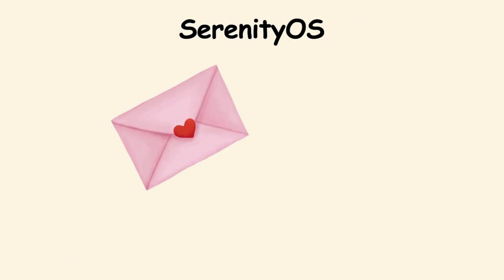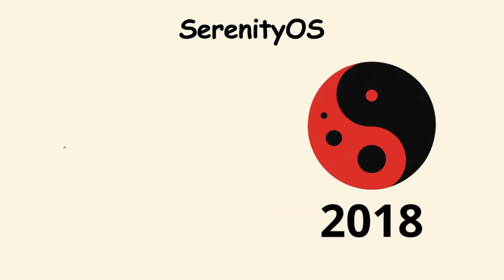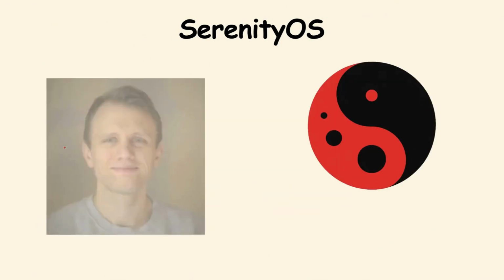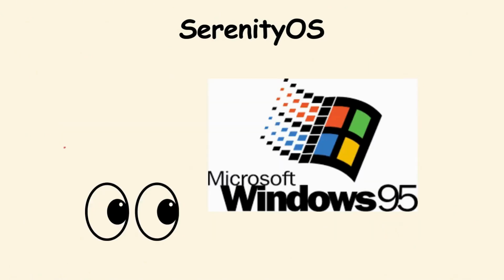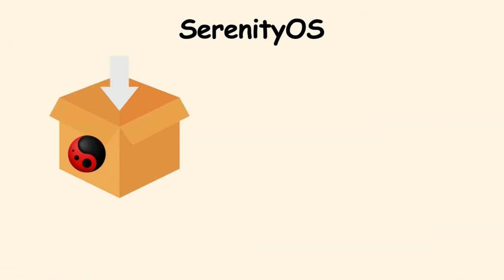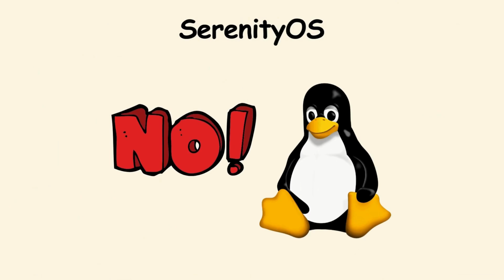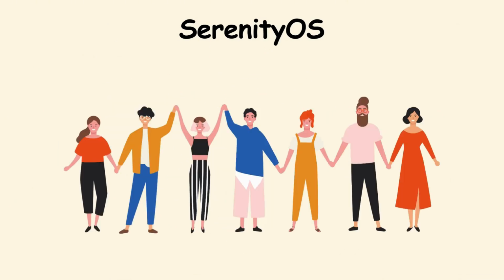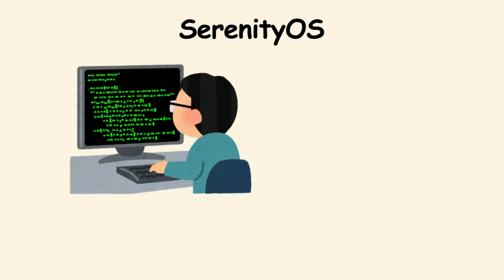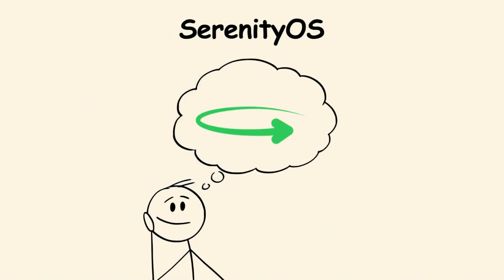SerenityOS is a love letter to the 1990s, but written in modern code. Started in 2018 by developer Andreas Kling, it looks like Windows 95 at first glance, with its nostalgic icons and simple desktop. But beneath the surface, it is built entirely from scratch. It is not Linux, not BSD, but something new. SerenityOS is a community-driven project, a place where developers can experiment and imagine what computing might have been if history had gone differently.